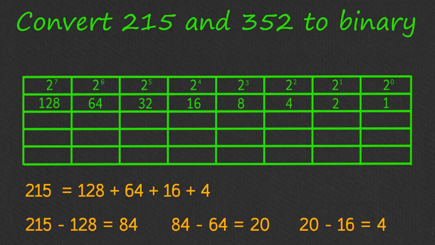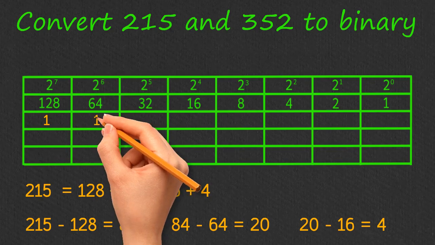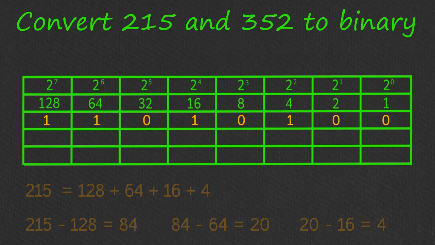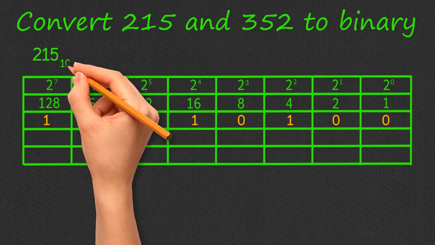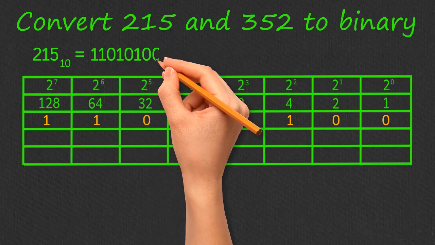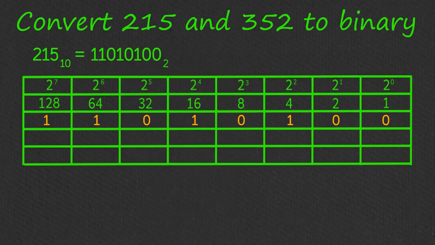We have used up 128, so let us place a 1 on that 128. Next, the place value we used is 64, so 1 goes into that column too. Then we need to place a 1 into the 16 column and into the 4 column. All the other columns will have 0 in them. Finally, we can write down that 215 in decimal is equal to 11010100 in binary. Let us convert 352 to binary.